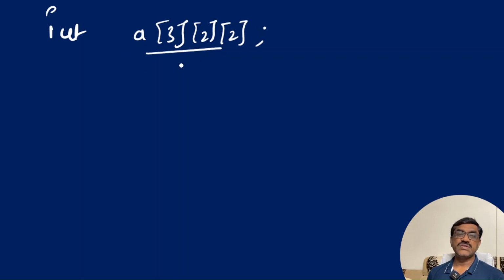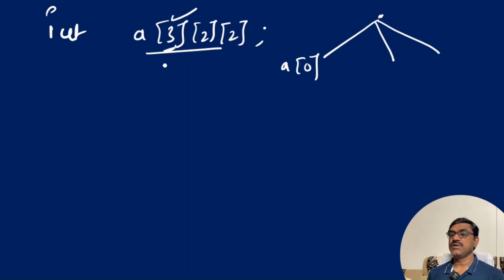Similarly, for example, if I say integer A of 3, 2, 2, a small example I'm writing, how could it be represented in the memory? First take an array root. Take the first dimension, 3, and divide into 3. We call them A of 0, A of 1, and A of 2.